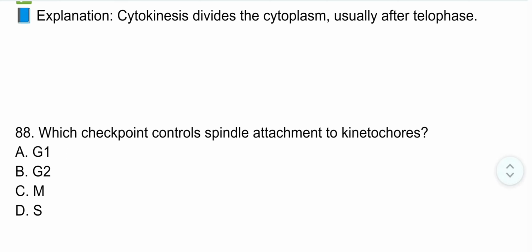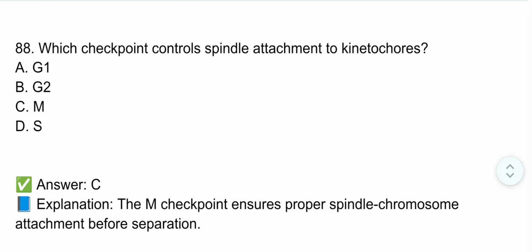Question number 88. Which checkpoint controls spindle attachment to kinetochores? The correct option is option C, M phase. The M checkpoint ensures proper spindle-chromosome attachment before separation.